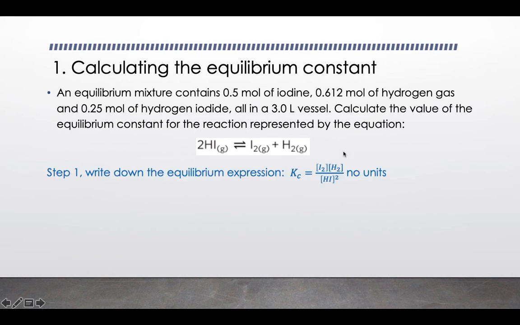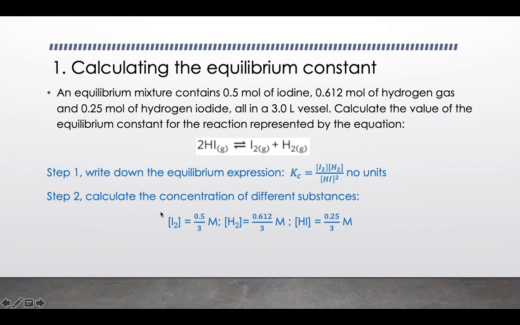Okay? First of all, you need to write down the equilibrium expression based on the equation given. At the same time, pay attention to whether there are units. Okay. And then the second step is to calculate the concentrations of the different substances involved. In this case, the concentration is not directly given by the question, so we need to calculate using moles over volume to calculate the concentrations of all three of them.